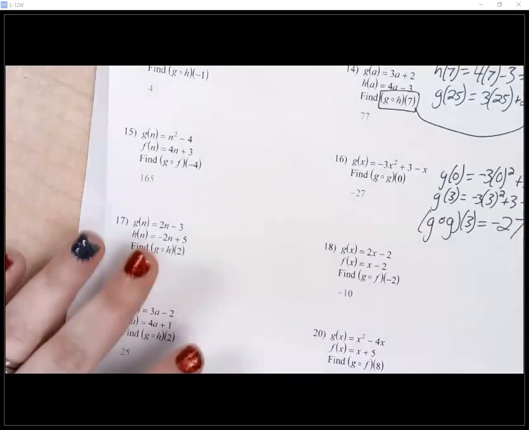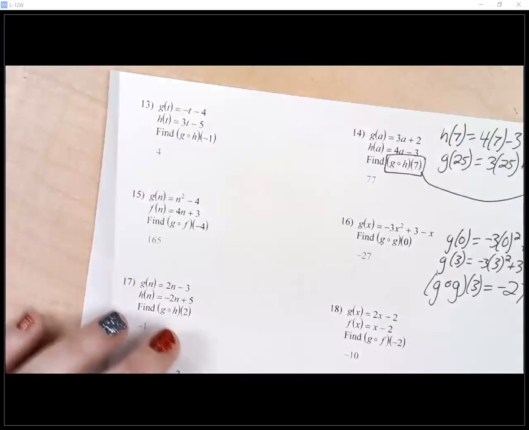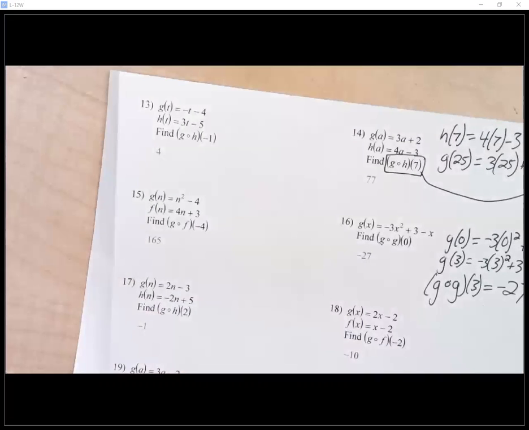Number 13, your answer is 4. 14 we did, 15 is 165. We did 16, 17 is -1. 18 is -10. 19 is 25. 20 is 117. 21, I'm gonna do this one out, but the correct answer is 4n squared plus 32n plus 73.